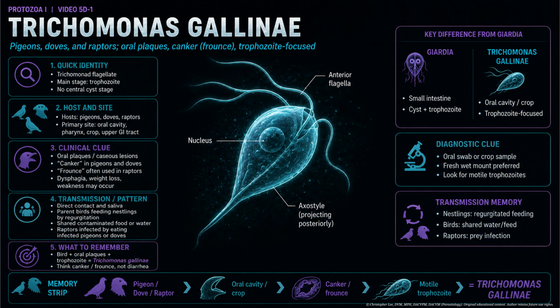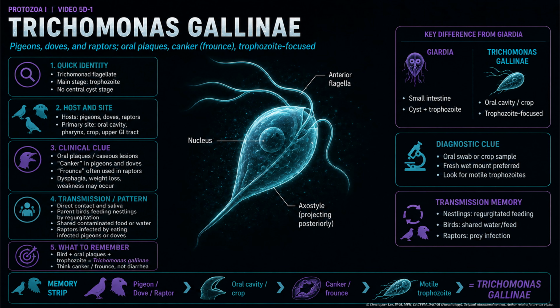Now move from the feline colon to the avian oral cavity. Trichomonas gallinae is associated primarily with pigeons and doves, but raptors may become infected after eating infected prey. The species name gallinae comes from the Latin gallina, meaning hen or chicken, which is a useful hint that we have entered the bird lane. The primary sites are the oral cavity, pharynx, crop, and sometimes the upper gastrointestinal tract. The classic clue is a caseous oral plaque.